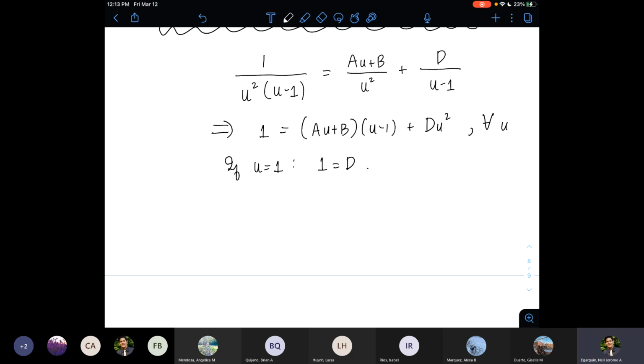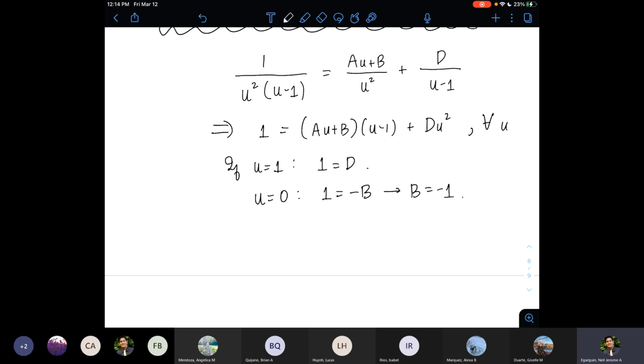Now, what do you think is the other good value for u? Again, you can choose any value if you want. But I guess what would be the most convenient choice? I can let u be equal to 0, right? Because if that's the case, then this guy will vanish, okay? Leaving us only with what? 1 equals u is 0, so b times negative 1. I'll have negative b. Or in other words, that gives us b equals minus 1, okay? And 2 down.